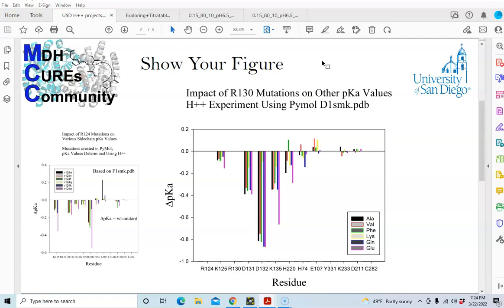You won't have as much data because you only have one mutant to work with, but it would be interesting in your paper if you could have a graph like this and show the differences in selected amino acid residues and look at the differences in the pKa values that you get when you carry out your mutation.